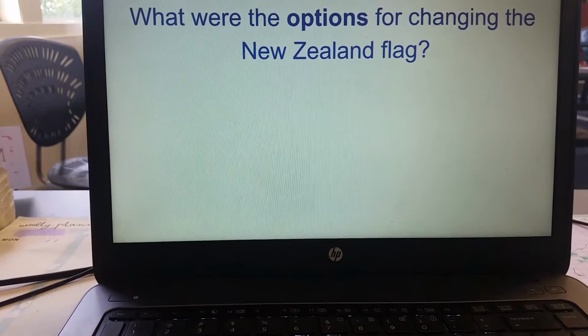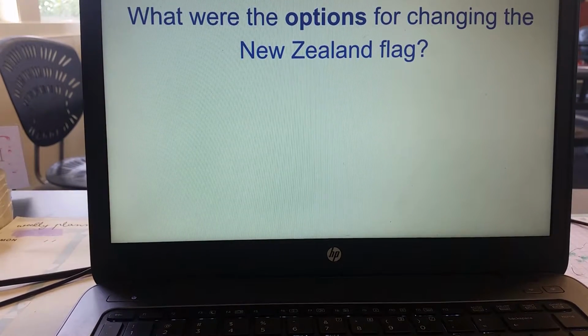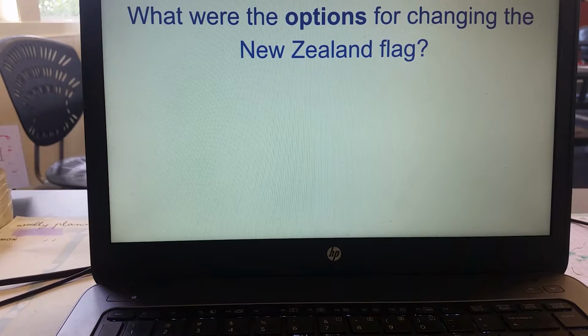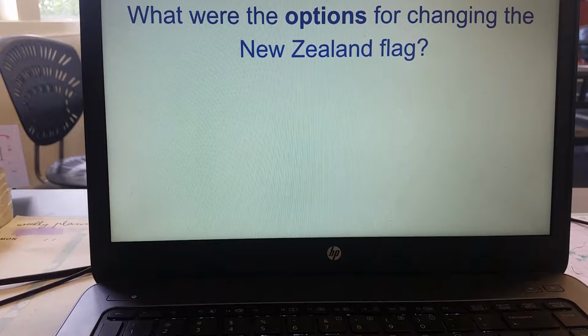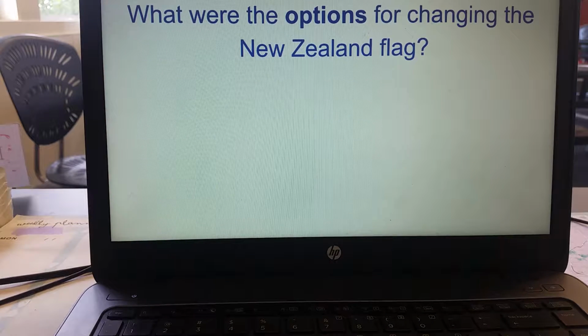What were some options for changing the flag? Again, I'm not actually allowing myself to go into much detail. My answer would simply be, there were 5 different options. Two were really similar. One had a red corner, one had a black corner, one had the fern on it, one had a koru on it, and I can't actually remember what the other one was. So it doesn't actually allow for much interpretation.